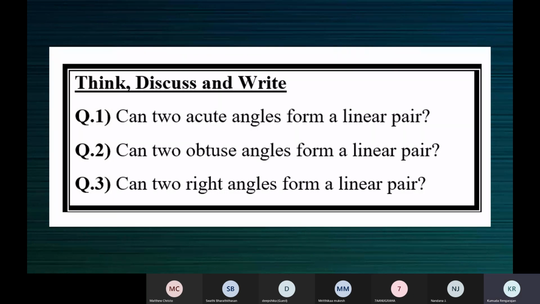Ma'am, what about two right angles? 91 and 89. Yes. Ma'am, like 91 and 89. Yeah, 91 degrees and 89 degrees. Yes.